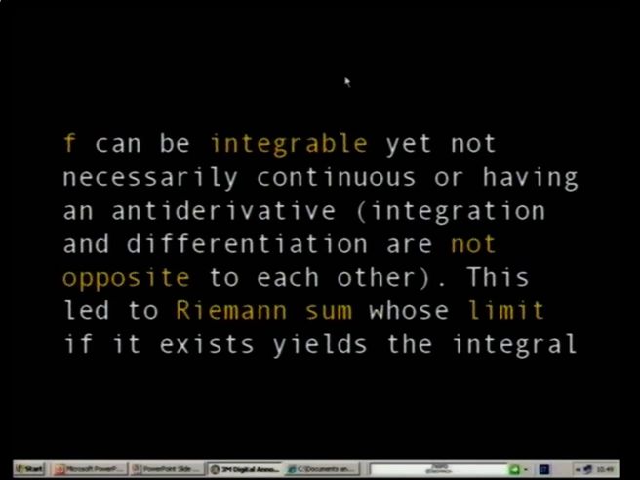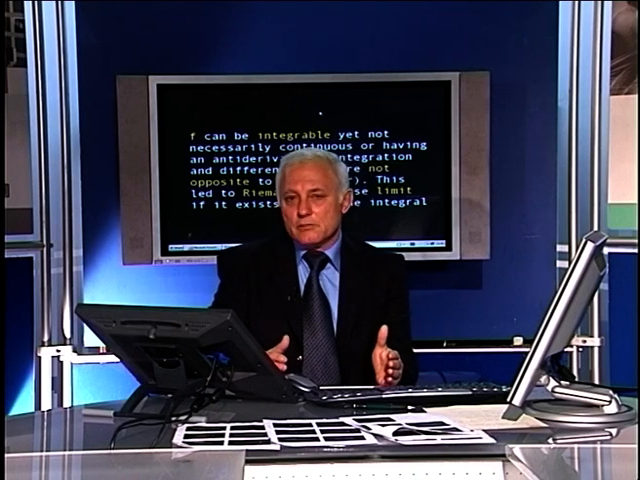F can be integrable, yet not necessarily continuous or having an antiderivative, because actually integration and differentiation are not opposite to each other, according to Riemann. And this led Riemann to use what is called the Riemann sum in order to evaluate the integral. In other words, if the function is continuous, then it's integrable. But if it is not continuous, that doesn't mean that it doesn't have an antiderivative, because continuity is a sufficient condition for having an antiderivative, but it's not necessary. Functions may not be continuous and still have an antiderivative.